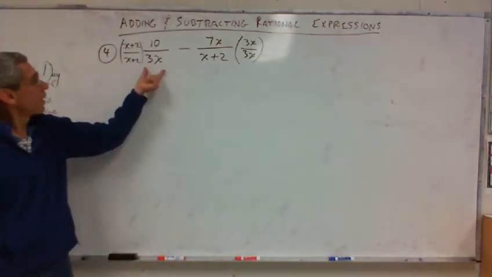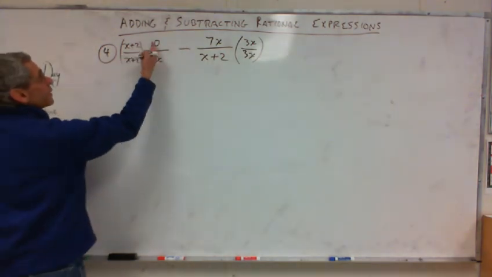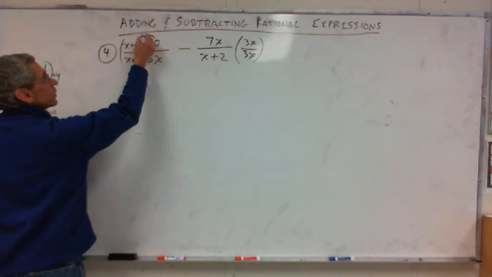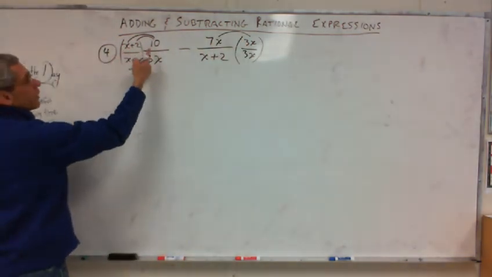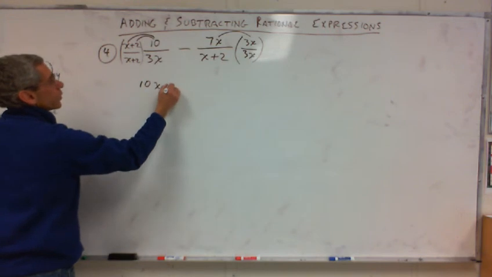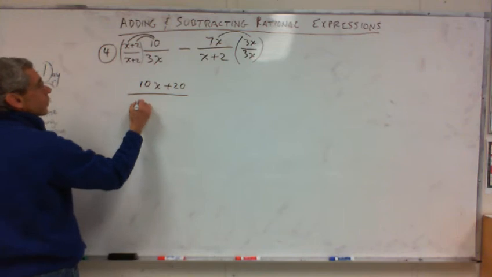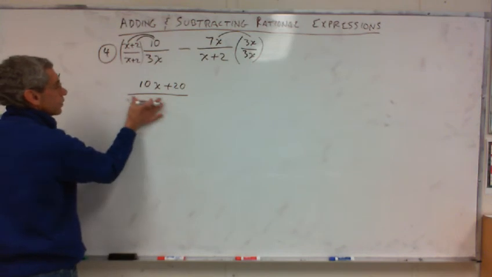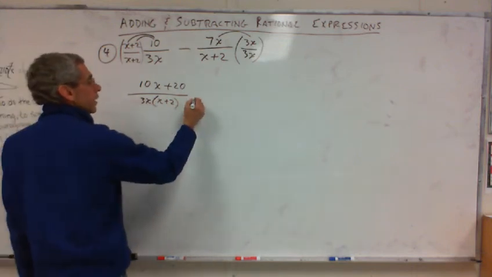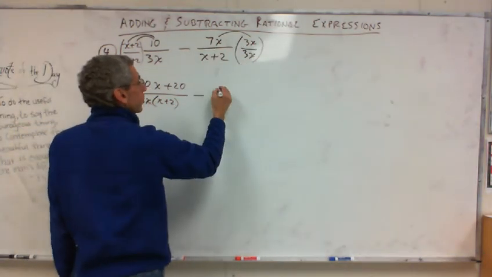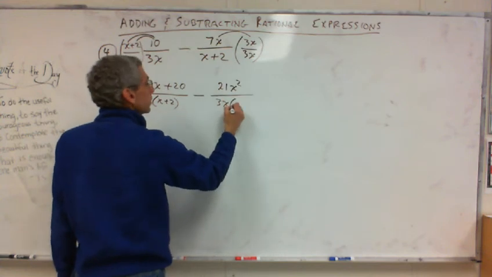So now I will have the same common denominator because it'll be the same. But now I have to multiply the 10 times the x and the 10 times the 2 using distributive property. And I have to multiply this times this. So let's do it right now. We have 10x plus 20 all over 3x times x plus 2, right? And then I have minus 21x squared, right? All over 3x times x plus 2.